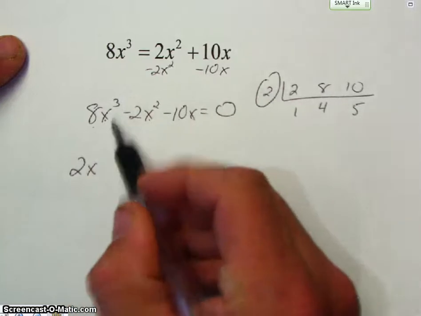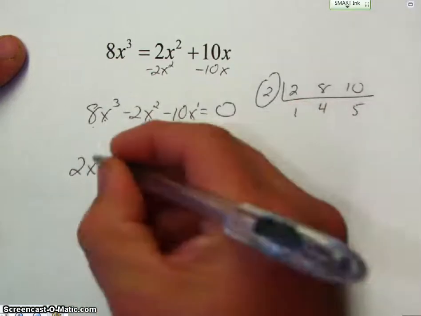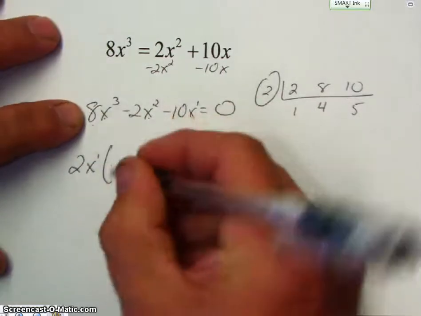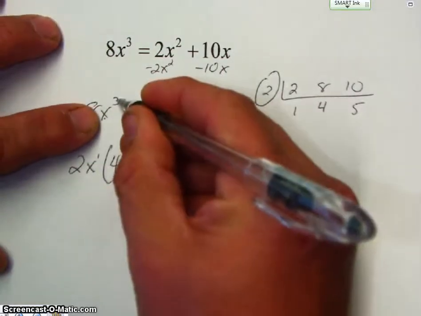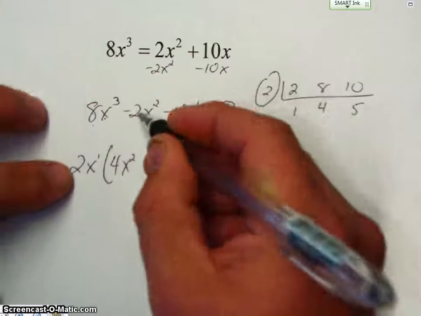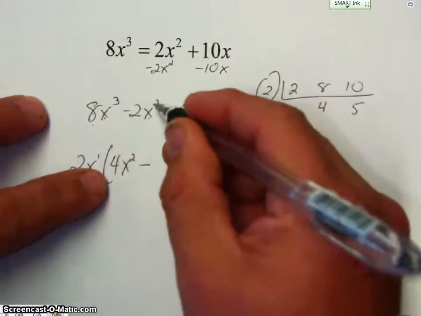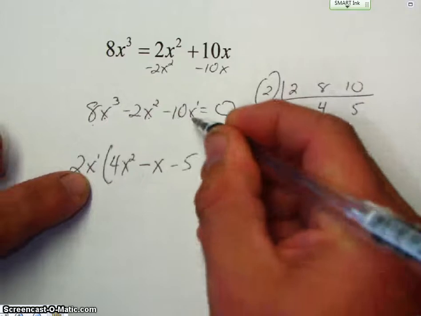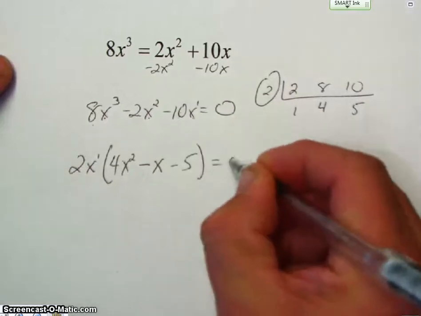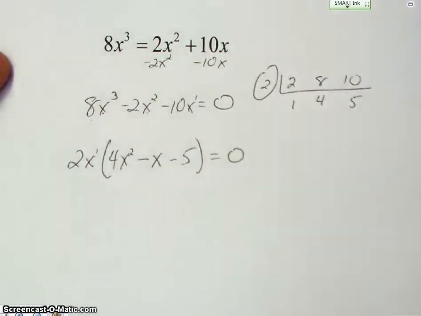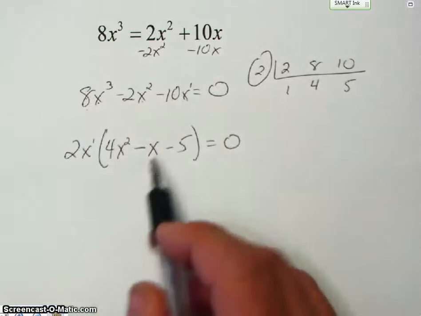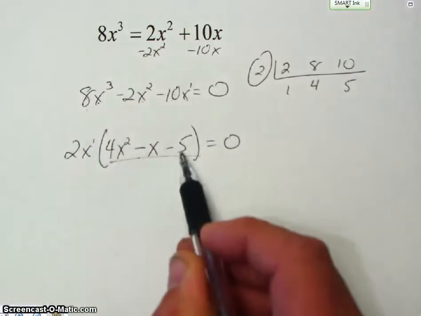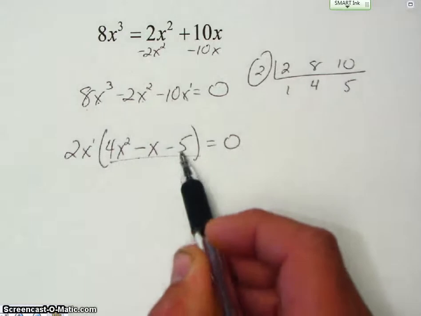I take the one with the smallest exponent. That's assumed to be a 1 there, so that means I'm going to be taking 2 times x to the first out. So 8 divided by 2 is 4. Subtract 3 minus 1 is x squared. 2 divided by 2 is 1, x. 10 divided by 2 is 5. And then equal to 0. All right, so now what's left over is this. How many terms is that? It's 3 terms. All right, so that means it has to be the AC method.